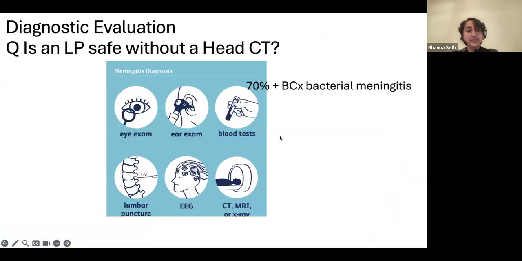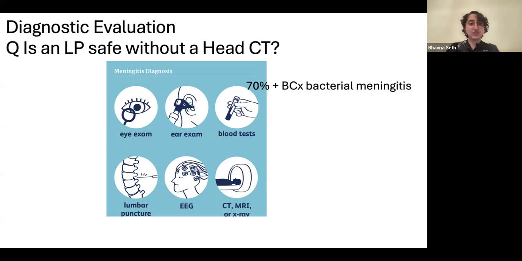Then, in terms of our diagnostic evaluation, the tools we mostly have are our exam and our blood tests, especially cultures. In fact, for bacterial meningitis, 70% of patients may have a positive blood culture, and that's very helpful, especially if you have challenges obtaining a lumbar puncture. Lumbar punctures are indeed most definitive, but have their own inherent risks and concerns. And then imaging in terms of CTs, MRIs, and EEGs can help with especially looking at the underlying differential, but also any superimposed complications.